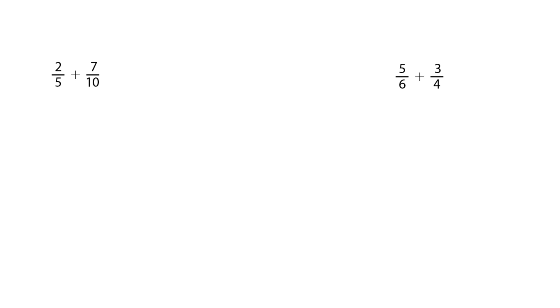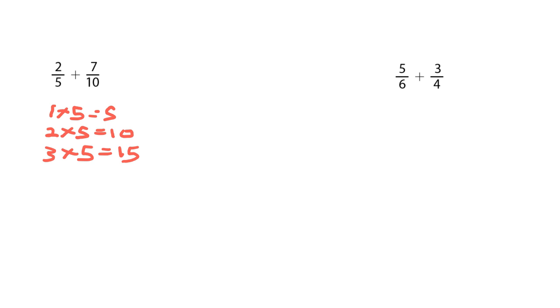So we need to find a common denominator for 2 over 5 plus 7 over 10. So I'm going to find some multiples of 5. So some multiples of 5 would be 1 times 5 equals 5. We could say that 2 times 5 equals 10. And we could say that 3 times 5 equals 15. And we could keep going as we were before. 4 times 5 is 20. 5 times 5 is 25, but we don't need to.